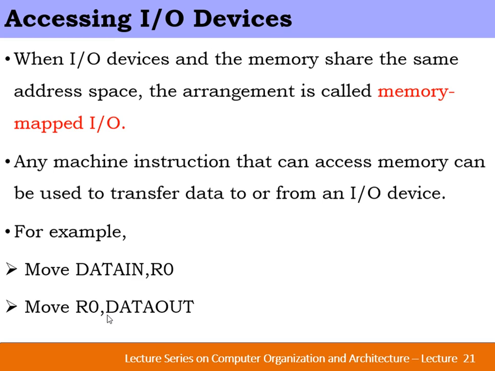So here, move data in, comma R0: data in is the source operand, whereas R0 is the destination. So we are going to receive the data from the keyboard, that is, from the data in register, into the R0 register. Move R0, comma data out, means it is going to transmit the data from the R0 register to data out.